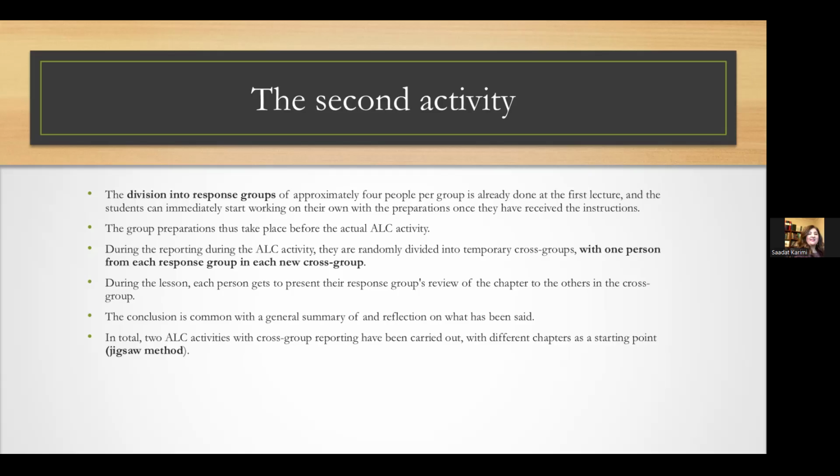During the lesson, each person gets to present their response group's review of the chapter to the others in the cross group. The conclusion is common, with a general summary of and reflection on what has been said in the group. In total, 2 ALC activities with cross-group reporting have been carried out with different chapters as a starting point. We call it the jigsaw method.